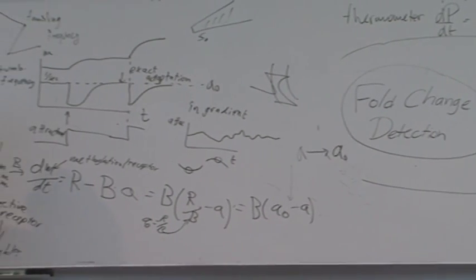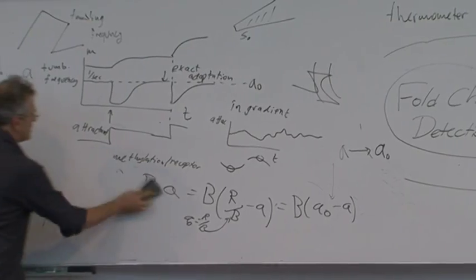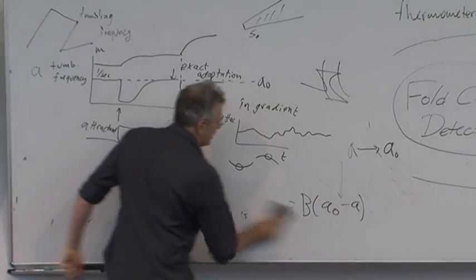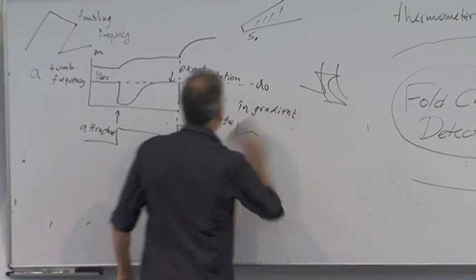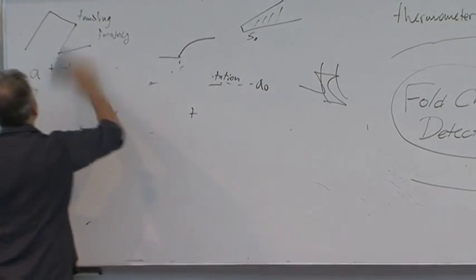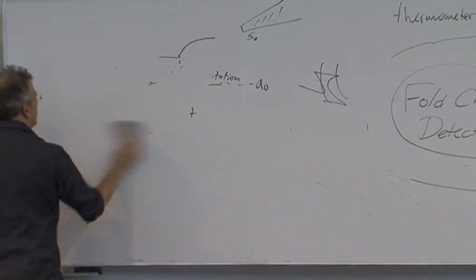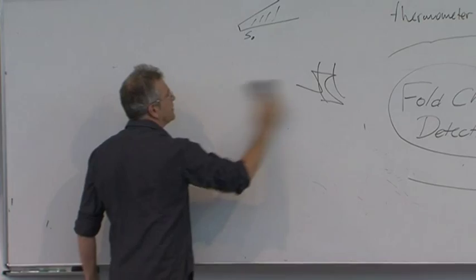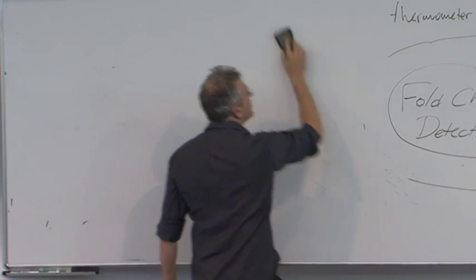All right. I'm going to erase now, and we go to fold change detection. But you have to remember, exact adaptation and integral feedback will play a role. Bacterial chemotaxis, all of this. So even though I'm erasing it, keep it close to your heart.